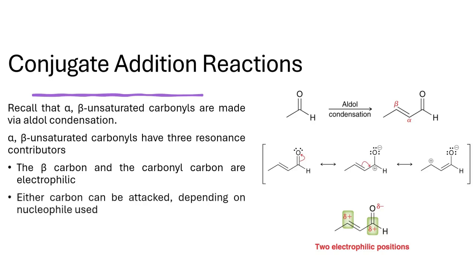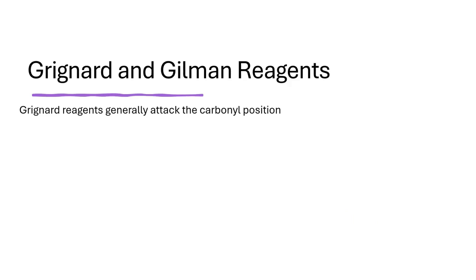Grignard and Gilman reagents. The Grignard reagents typically attack the carbonyl position. This is called 1,2 addition. But Gilman reagents will generally attack the beta position. This is called 1,4 addition or conjugate addition.